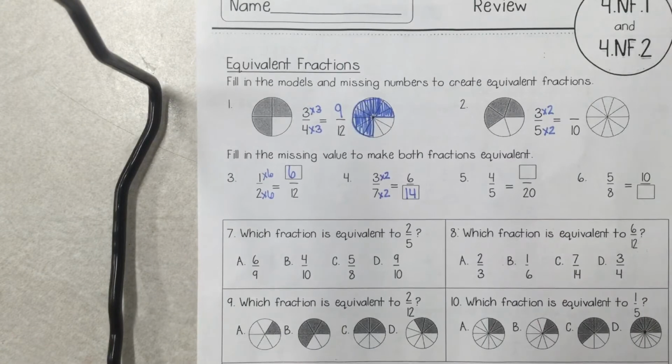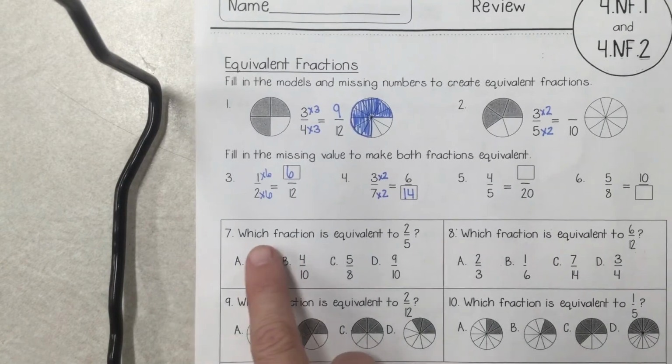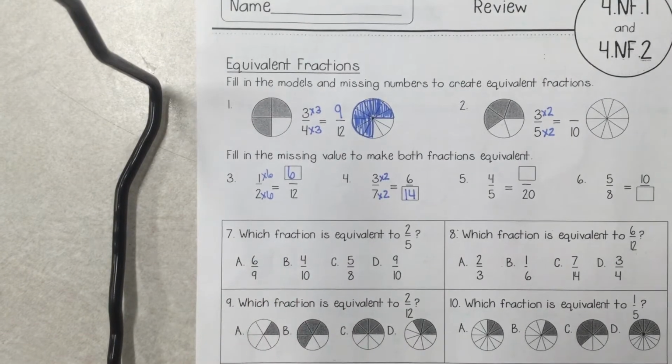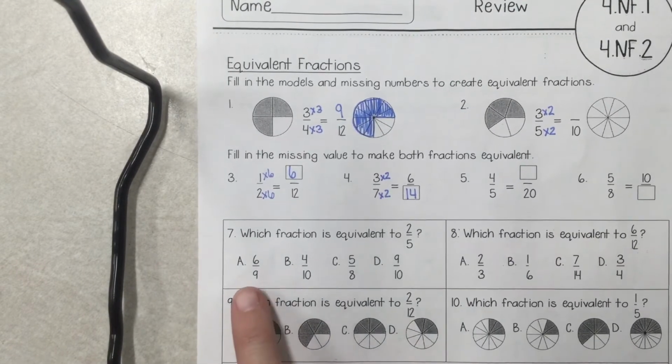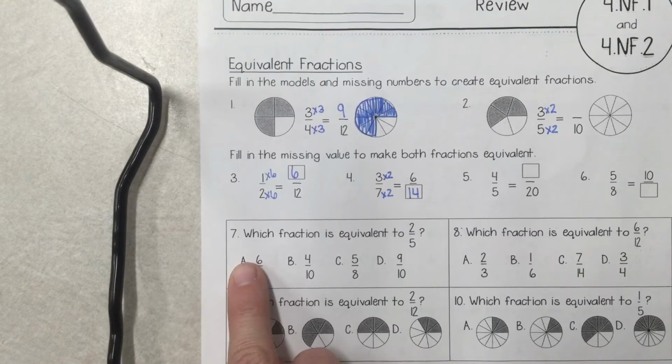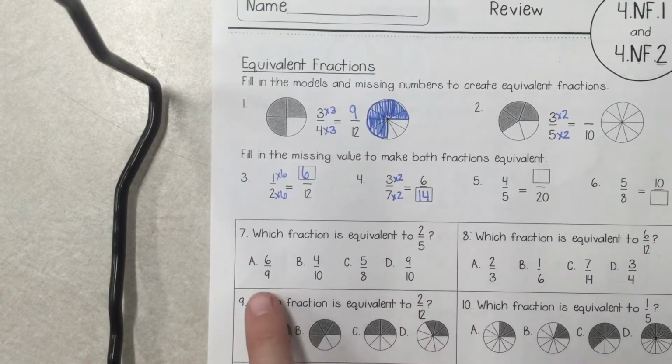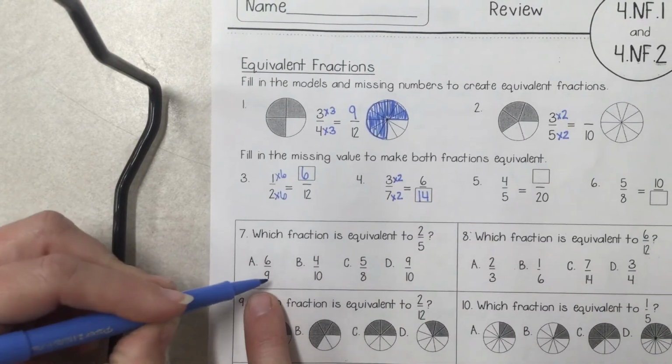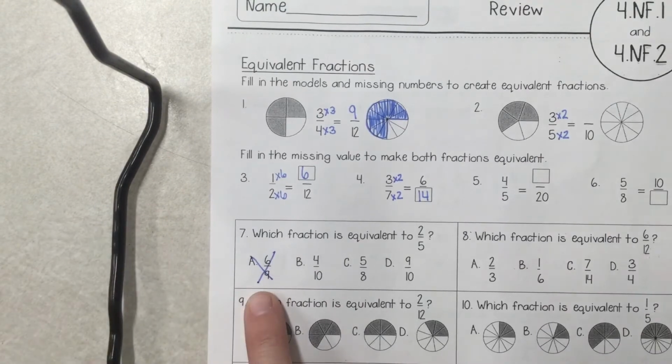All right, numbers 7 and 8 have fractions already listed, and it's asking you on this one, which fraction is equivalent to 2/5? So I have to think, all right, I need to check 2/5 with each of these, thinking multiplication, and see if they're what we call a match. So in 2/5 and 6/9, I think, okay, I can do 2 times 3 to get 6, that works, but 5 times 3, that's not 9. So I know it cannot be A.